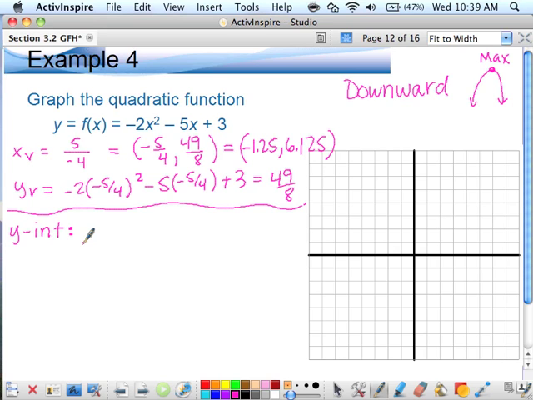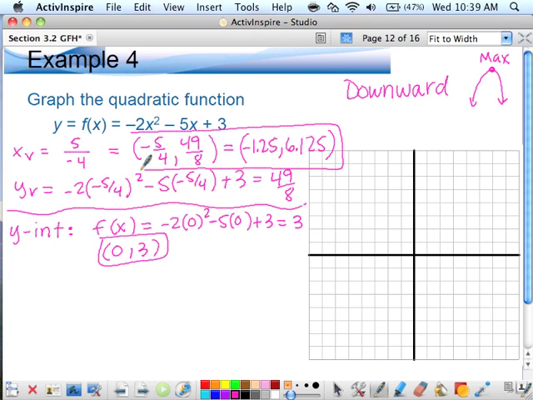So we're going to plug in 0 for x, right? 0 for x. And we're going to get f of x or y equals negative 2 times 0 squared minus 5 times 0 plus 3, which equals 3. So we know a second point on our graph is 0, comma 3. That's our y-intercept. So we know these points right here.